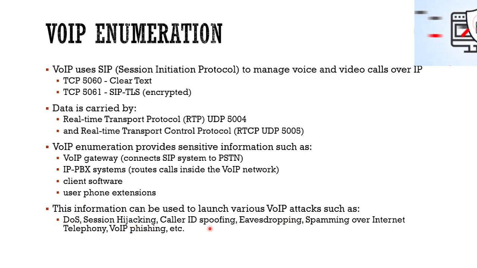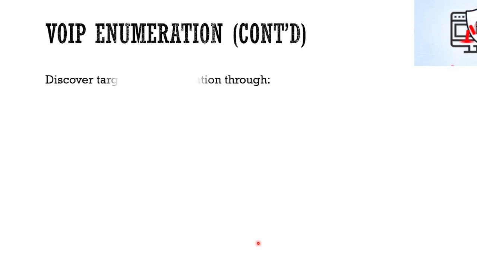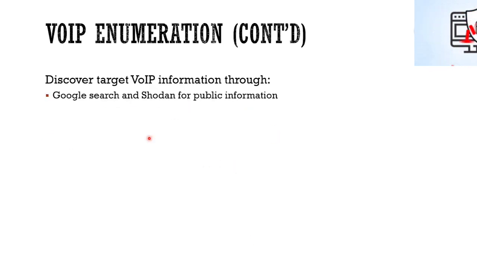So let's discover target VoIP information first. We could do a Google search, or we could search Shodan for public information. We could use Nmap and a tool called SIPVicious, yeah, if you remember the punk rocker Sid Vicious, to map out the internal VoIP network and basically go down the line and see who's responding, who's willing to do a handshake. We could use Wireshark to identify the SIP users.